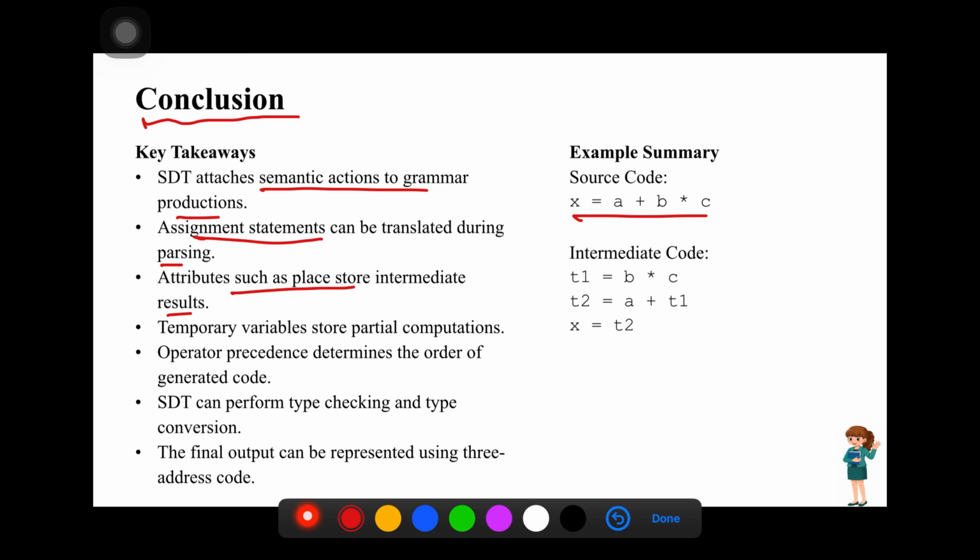This shows how a high-level assignment statement can be systematically converted into intermediate instructions. Temporary variables store the partial computations. Operator precedence determines the order of the generated code. SDT can perform type checking and type conversion, and the final output can be represented using three-address code.